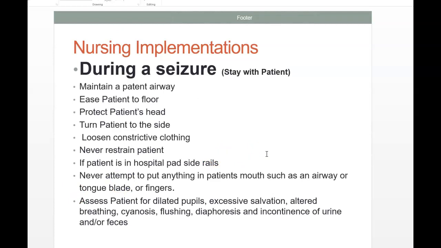You want to stay with the patient. You want to maintain a patent airway, ease the patient to the floor. This is if they're, of course, having one where they lose consciousness. Protect the patient's head. Turn the patient to the side. Loosen constrictive clothing. Do not restrain the patient. If the patient is in the hospital, pad side rails. Never attempt to put anything in the patient's mouth, such as an airway or tongue blades or fingers. Assess the patient for dilated pupils, excessive salivation, altered breathing, cyanosis, flushing, diaphoresis, and incontinence of urine and feces.